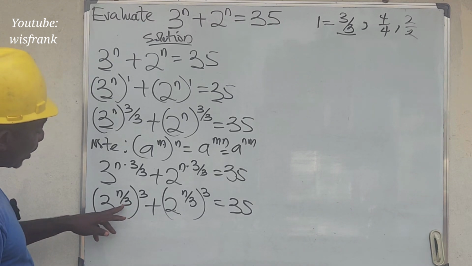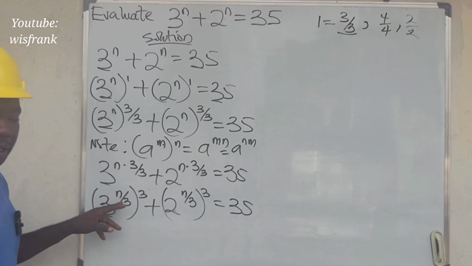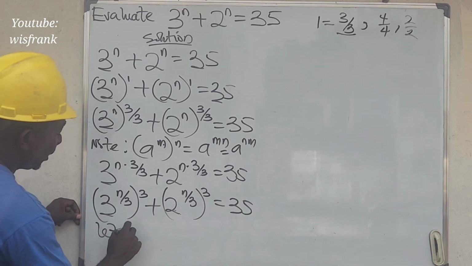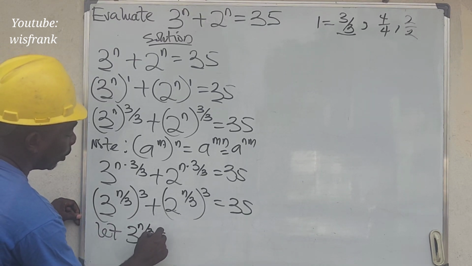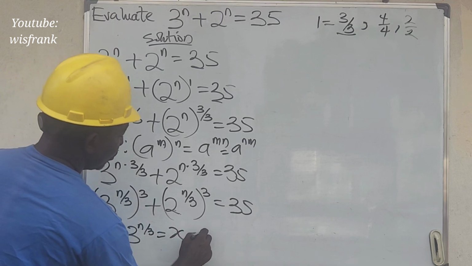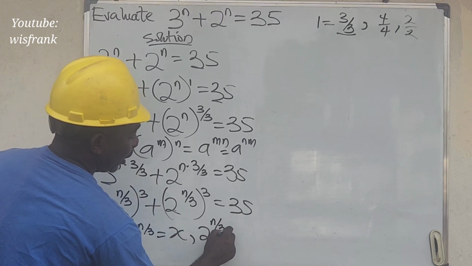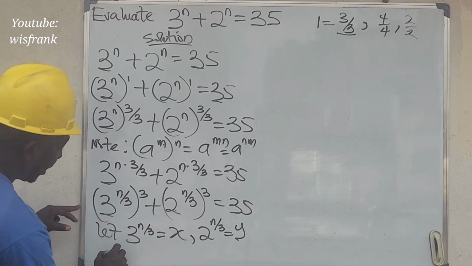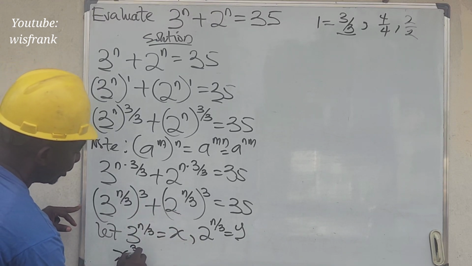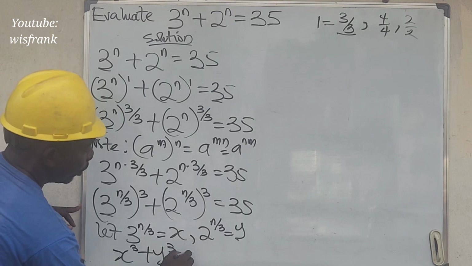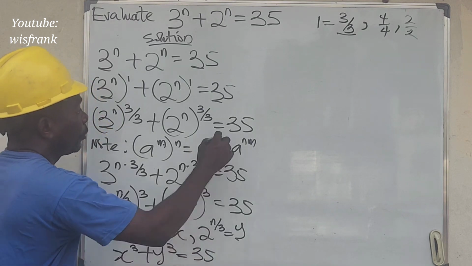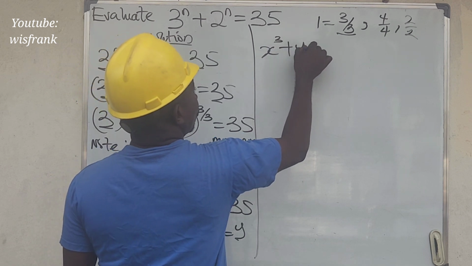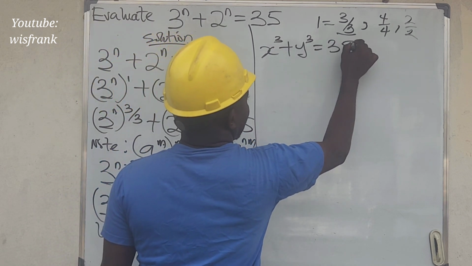So here, we can see that we have 3 to the power of n all over 3, and also here 2 to the power of n all over 3. So what we are going to do is let 3 to the power of n all over 3 equal x, and also 2 to the power of n all over 3 equal y. So we are going to substitute this in this place. So we have x to the power of 3 plus y to the power of 3 equals 35.